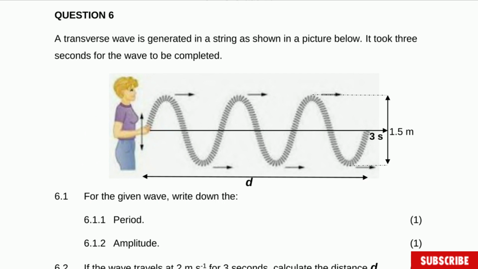The question says a transverse wave is generated in a string as shown in the picture below. It took 3 seconds for the wave to be completed. And then you can see the picture. Question 6.1, for the given wave, write down the period and the amplitude. Now remember, period is the time for one complete wave.